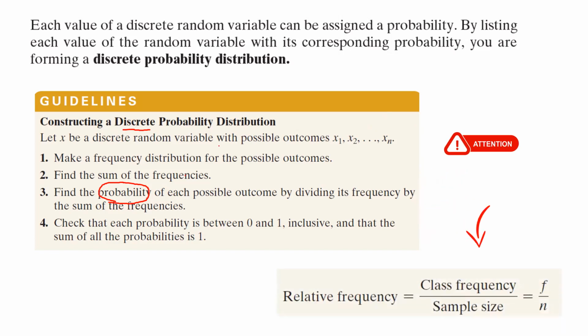So again, pay attention here. Probability distribution for a discrete random variable is basically the same as relative frequency. For relative frequency, you had a class frequency divided by the sample size, or f divided by n. Now, for each x value in a discrete random variable, you have some frequencies, and you take that frequency and divide it by the sum of all frequencies. Let's take a look at one example to feel more comfortable about these steps.